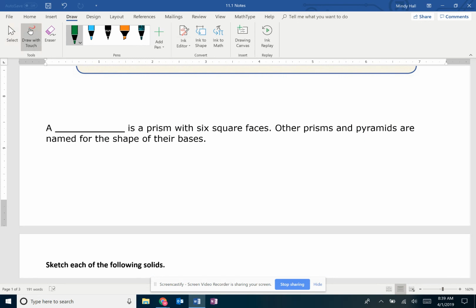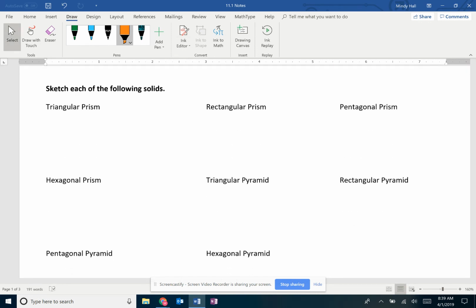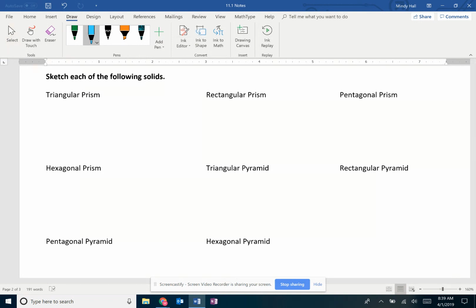So this is just another special one. A blank is a prism with 6 square faces. Well, if you think about it, if all of the faces are squares, then that would be like a cube. So this is a cube. Oops, can't write today. And other prisms and pyramids are also named by the shape of their bases. So that's something that is important to understand, because when we talk about prisms, if you have to name them, you have to be able to say, well, it's a rectangular prism or a triangular prism or whatever it may be. So we're just going to sketch these real quick. If you're not an artist, it's not the end of the world.